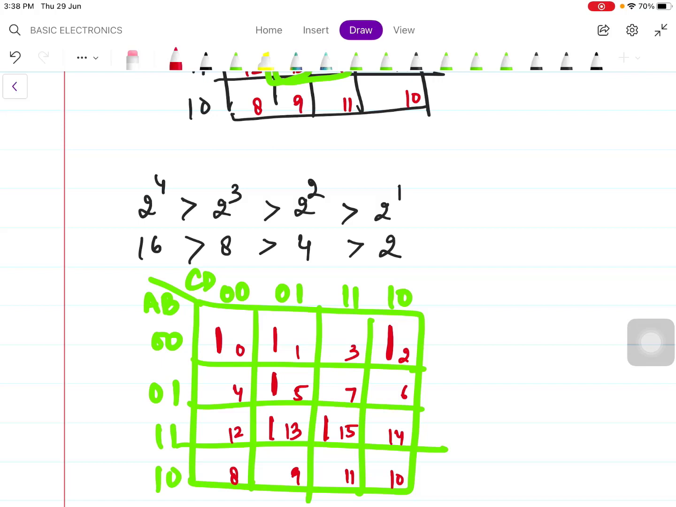That means if you look at block 15, the one lying in block number 15 can be grouped only with block 13. It cannot be grouped in any other way. So when there is only one possibility, you have to group those cases first of all. Similarly, the one lying in block number 2 can only be grouped with block number 0. There is no other possibility for that.